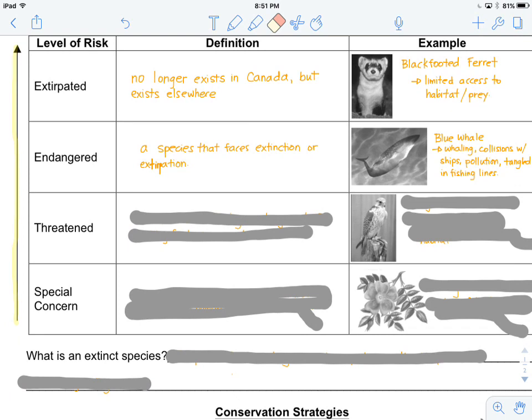Those are the conservation strategies currently that we have, and these are some of the things that we need to talk about when you think about species at risk.